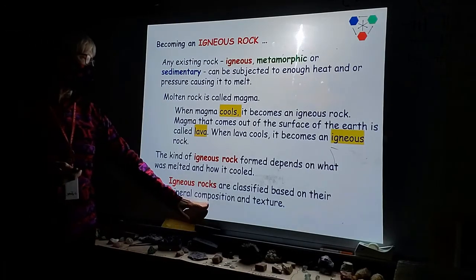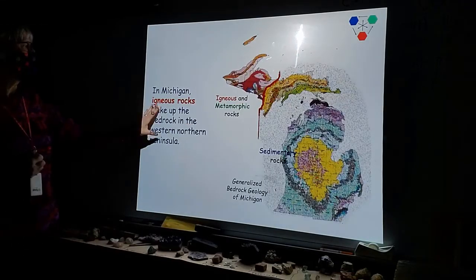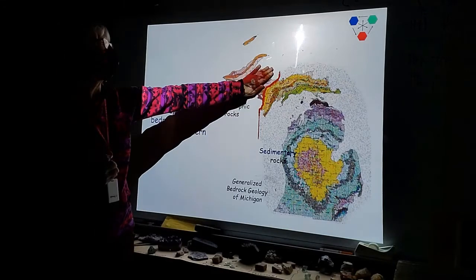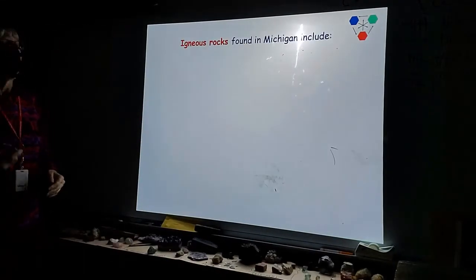Igneous rocks are based on composition and texture. You'll learn more about that in college too. Now in Michigan, igneous rocks make up the western Upper Peninsula, along with parts that are metamorphic. We've already colored those out, right? Here are the igneous rocks.